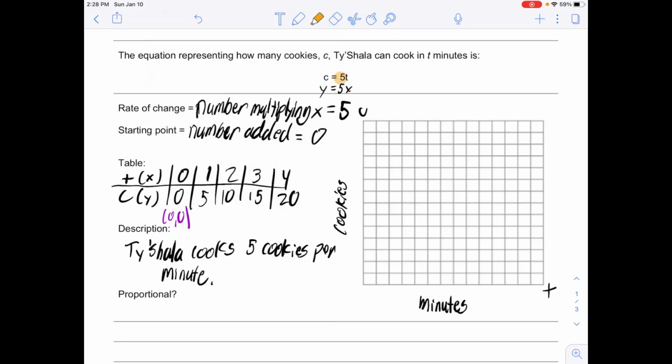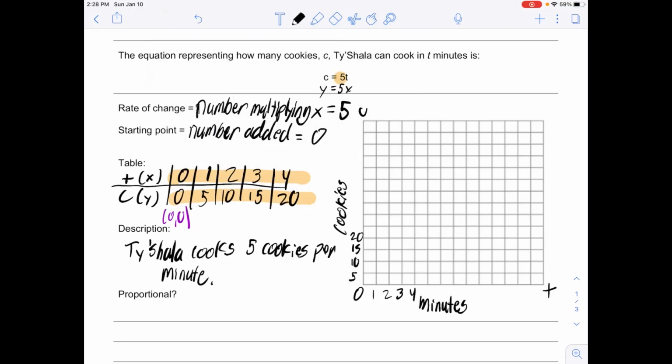To put together our scale, well, our T, 0 to 4. So I'll just go 0, 1, 2, 3, 4. And on the other axis, I go from 0 to 20. So I'm going to just count by fives because I can see that this counts by fives too. 0, 5, 10, 15, 20. So I'll just count by fives. 5, 10, 15, 20.